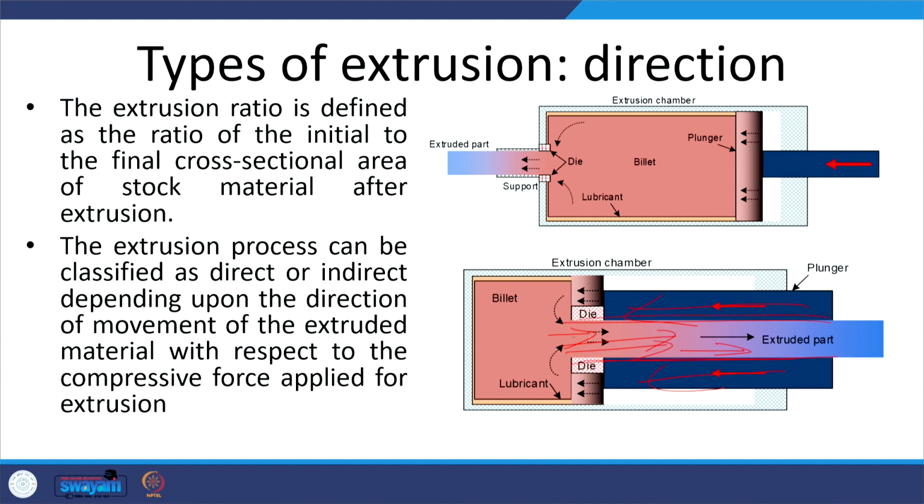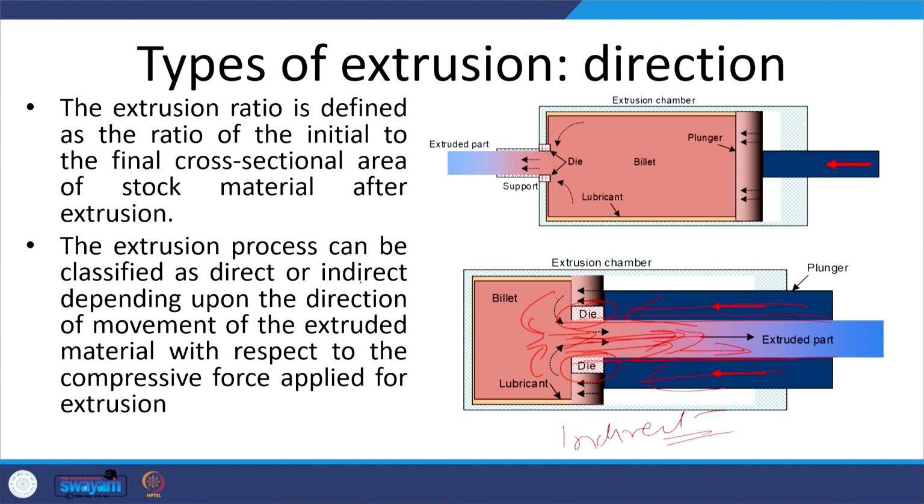You can see the plunger is hollow and the material from the die is mounted in the plunger itself. When the force is applied with the help of the plunger, the material starts flowing through the die through the hollow plunger and the extrusion happens. So, in this case, this is called indirect extrusion.